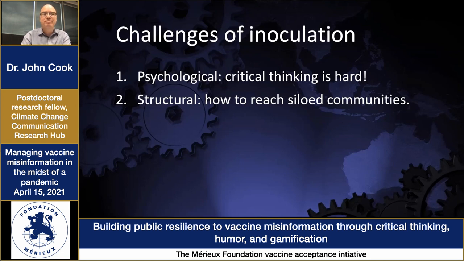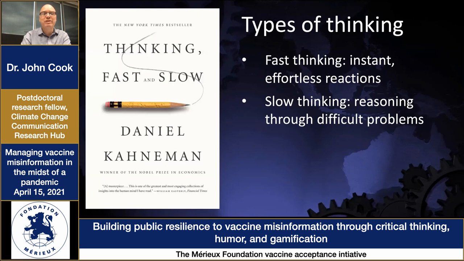Human brains really have two main ways of thinking. And there's a lot of research into this dual mode of thinking. But the book by Daniel Kahneman, I think, explains it in a really accessible way. He talks about fast thinking and slow thinking. Fast thinking is our instantaneous reactions to stimuli, to making decisions throughout our daily life. And fast thinking is effortless. It just happens without us even really thinking about it.